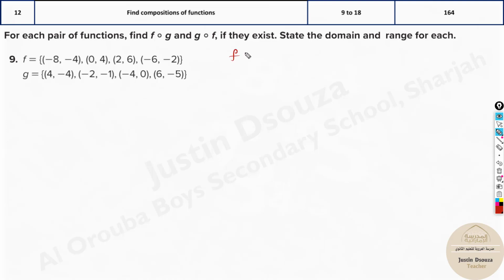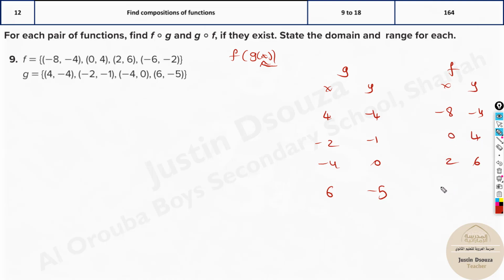Now look over here, it's f composed of g of x, right? So what I would always do is I'll write g of x first because we need the value to input first. The inside function is g of x, so g coordinates, x and y. I'll write 4, minus 4, minus 2, minus 1, minus 4, 0, and last is 6 and minus 5. What about f? It is x and y, and over here it's minus 8, minus 4, 0, 4, 2, 6, minus 6, minus 2. So this is the thing.